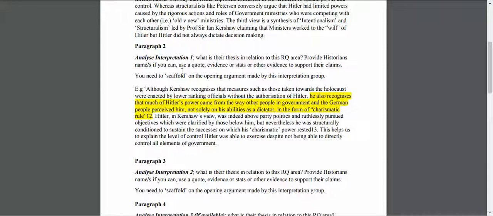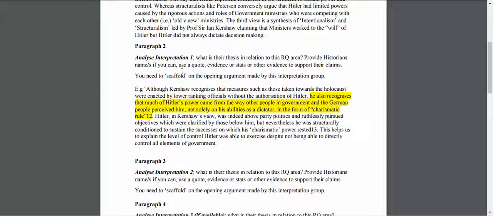Those interpretations are very much often supported by a key individual historian, sometimes by a school of historians like functionalism or structuralism for the Nazis, or intentionalism for the Nazis, or if you're studying the Bolshevik period, you might be looking at the Marxist view. So you're not just looking at one historian, but a collection of historians, and you must still name some individual ones to be very specific whenever you can.